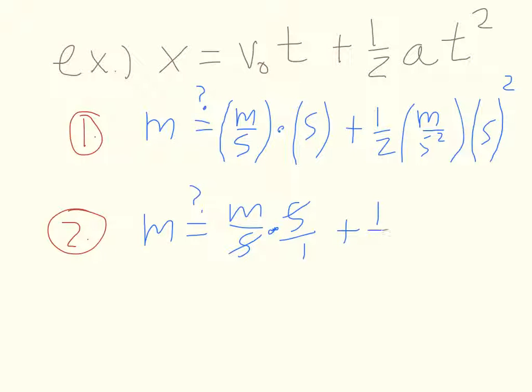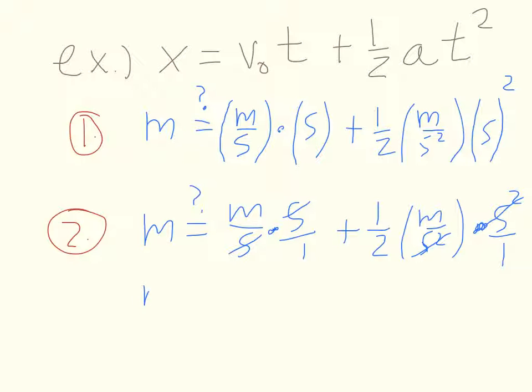And then in the second term of my expression, I have meters over seconds squared. And we are multiplying by seconds squared, which again we can put over 1. And here we can see that also, hey, these seconds squared, they're going to cancel each other out.